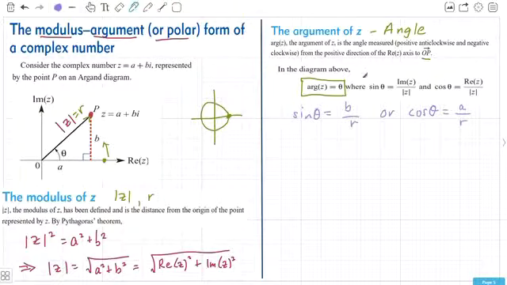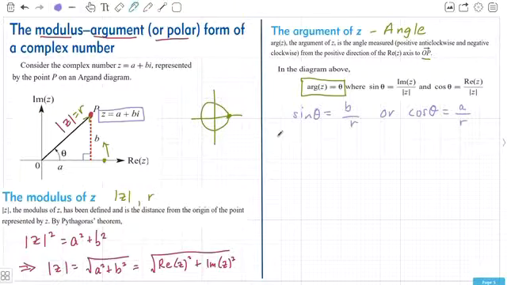You can see here they've also expressed sine theta and cosine theta using the imaginary and the real notation. So imaginary part of z is b, and the real part of z is a, dealing with a complex number of this form. Okay, and here instead of r, you've got mod z. So these are completely equivalent. The reason I put these here is this will be very useful to us later on when we look at the polar form.